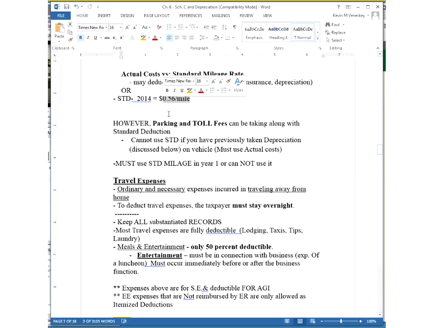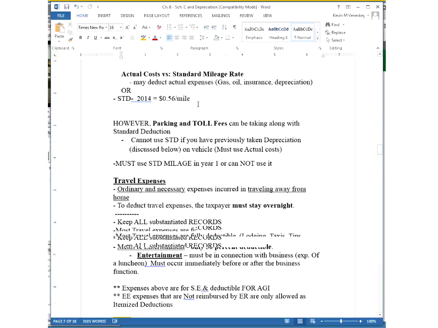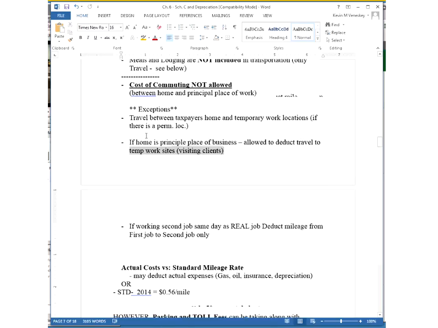The IRS in 2014 is allowing 56 cents per mile. And that includes all of these normal type items that you're going to pay for, and even including things you don't pay for, like depreciation. So if you take the standard mileage rate, you wouldn't take any of these as a deduction. You would just take 56 cents for every business mile that you have included. And those would include some of these trips to clients' houses.